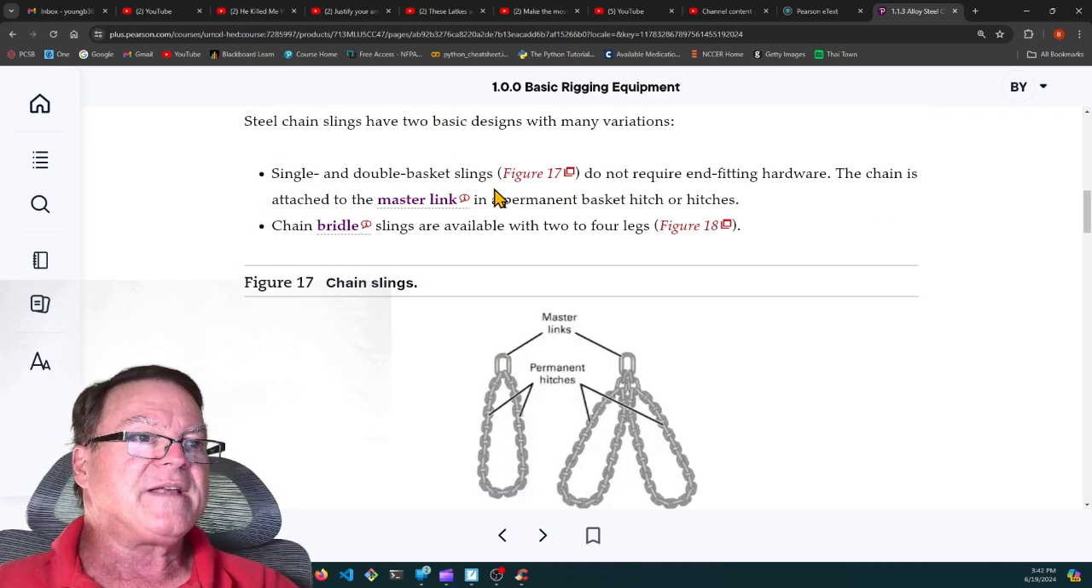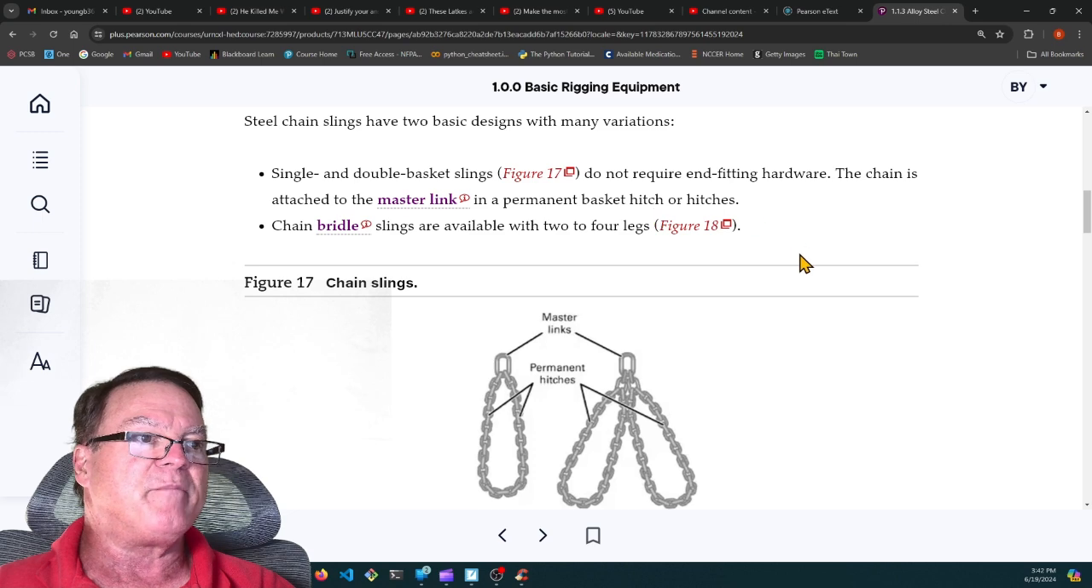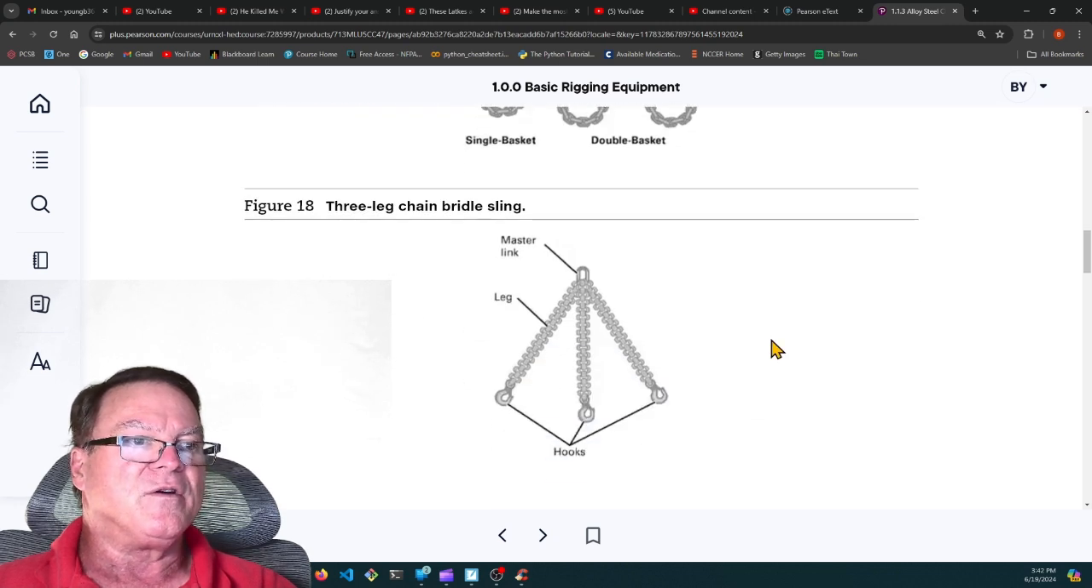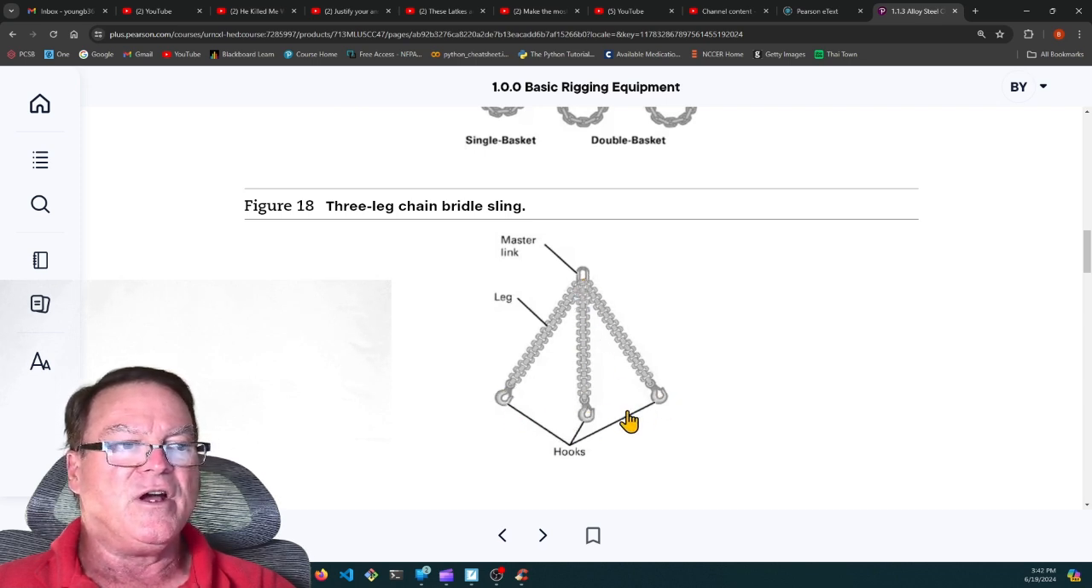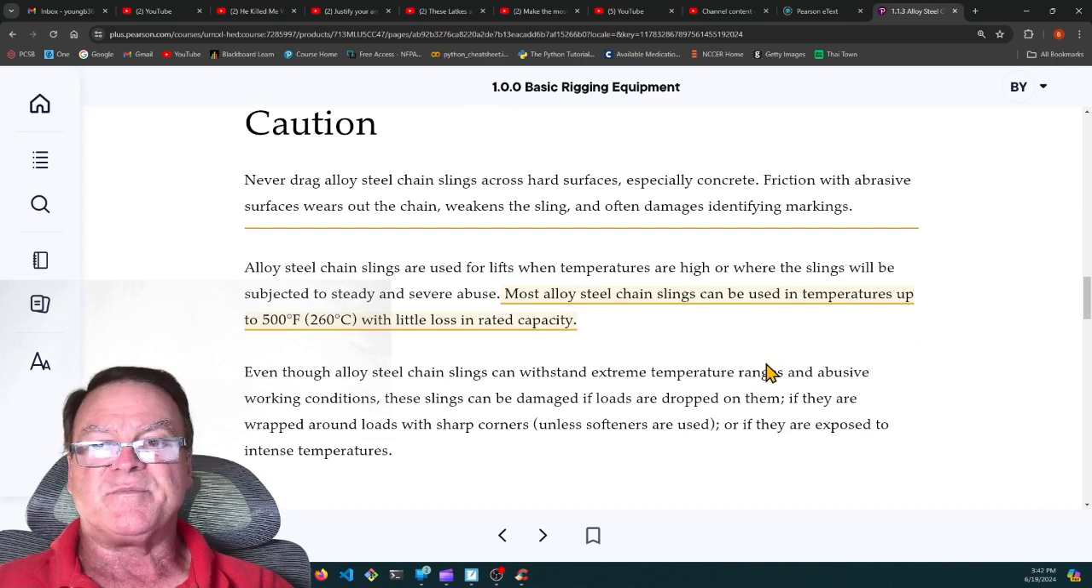Single and double basket slings do not require end-fitting hardware. The chain is attached to the master link in a permanent basket hitch or hitches. So here's a single basket hitch, here's a double basket hitch, and they can also make a bridle hitch where the three chains come from the master link and they have end hooks for attaching to the objects being lifted.